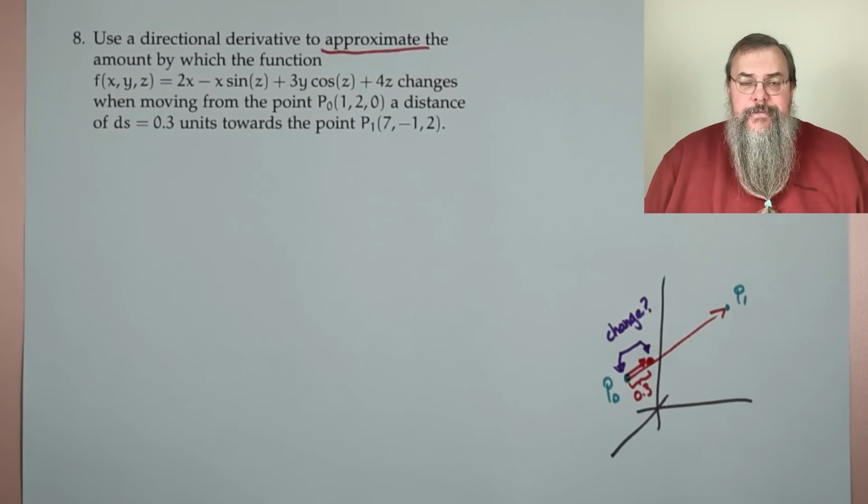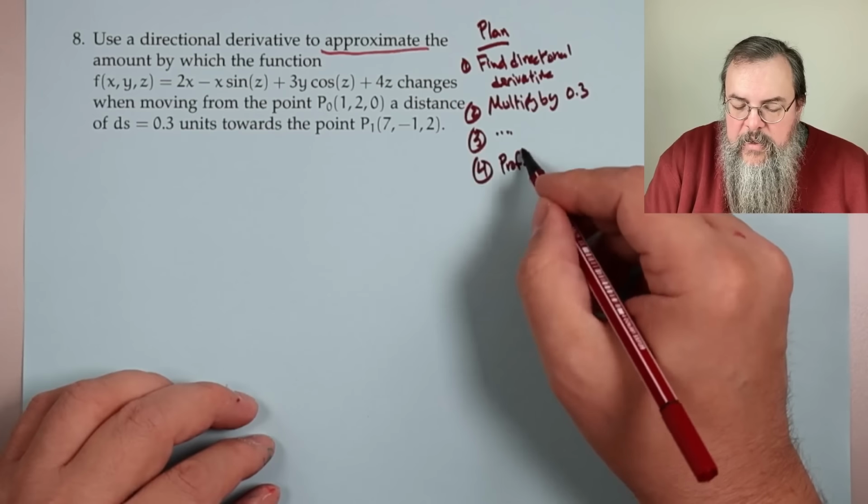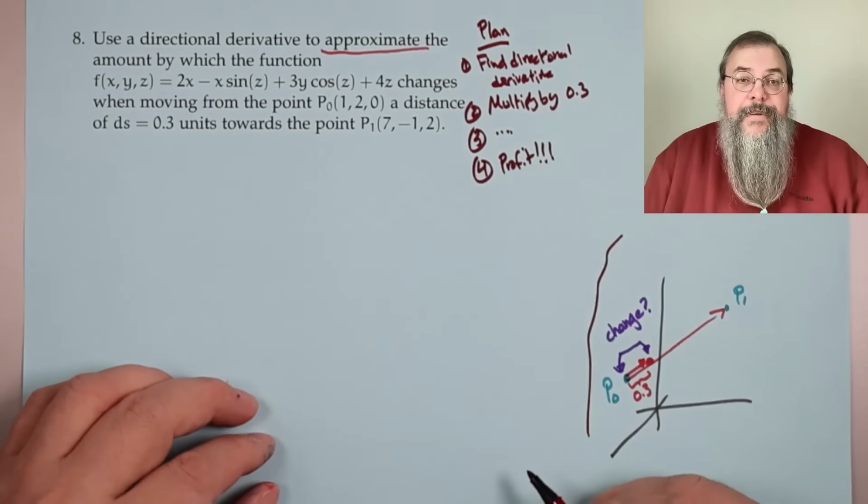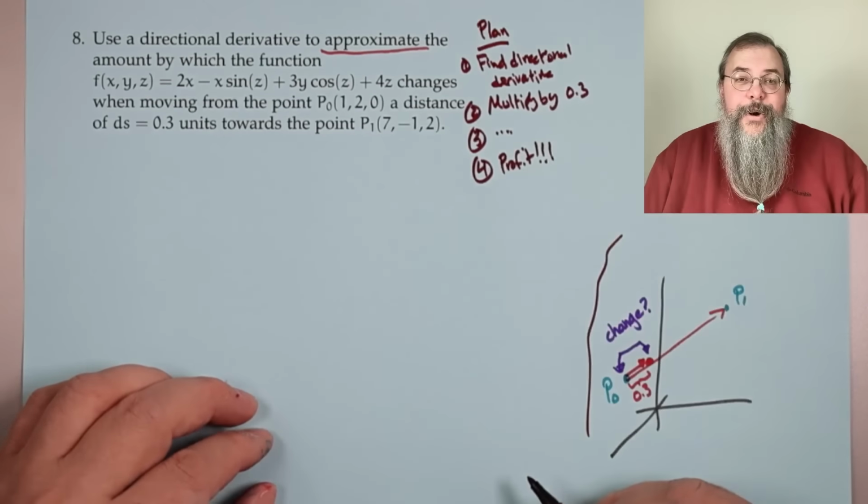Step 2, multiply by 0.3. Step 3, not so sure on, but then, yes, this is always my favorite plan. Okay, so there's our plan. All right, so we're going to begin.